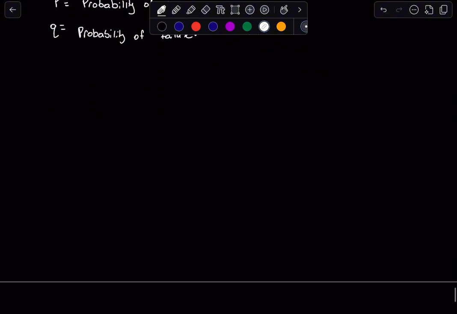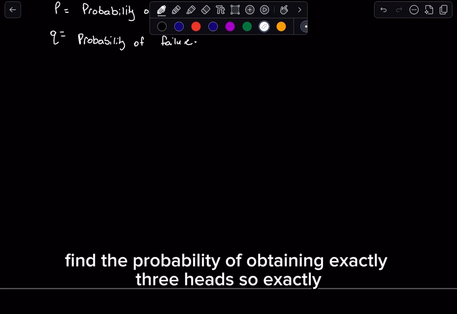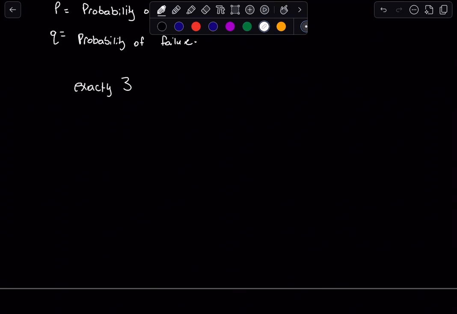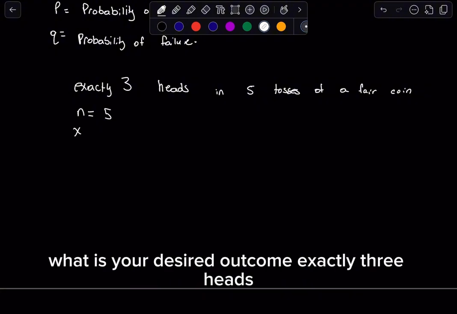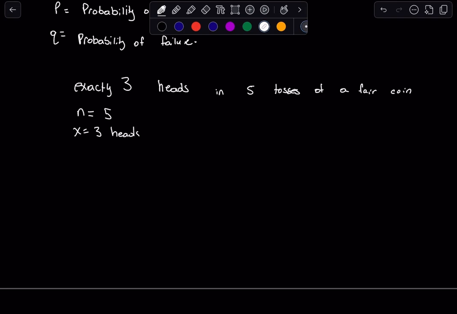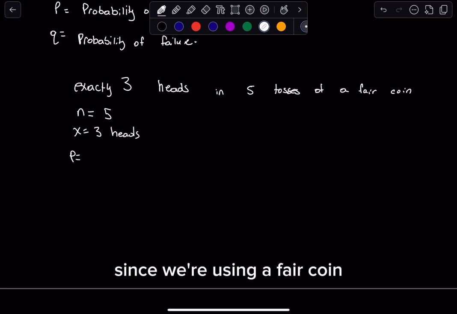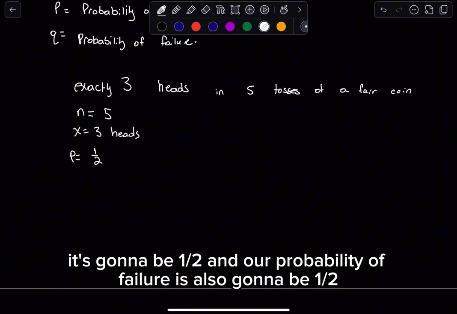So let's do an example. Find the probability of obtaining exactly 3 heads in 5 tosses of a fair coin. Well, what is our n? Number of trials, which is 5. What is our desired outcome? Exactly 3 heads. What is our probability of success? Since we're using a fair coin, it's going to be 1/2, and our probability of failure is also going to be 1/2.